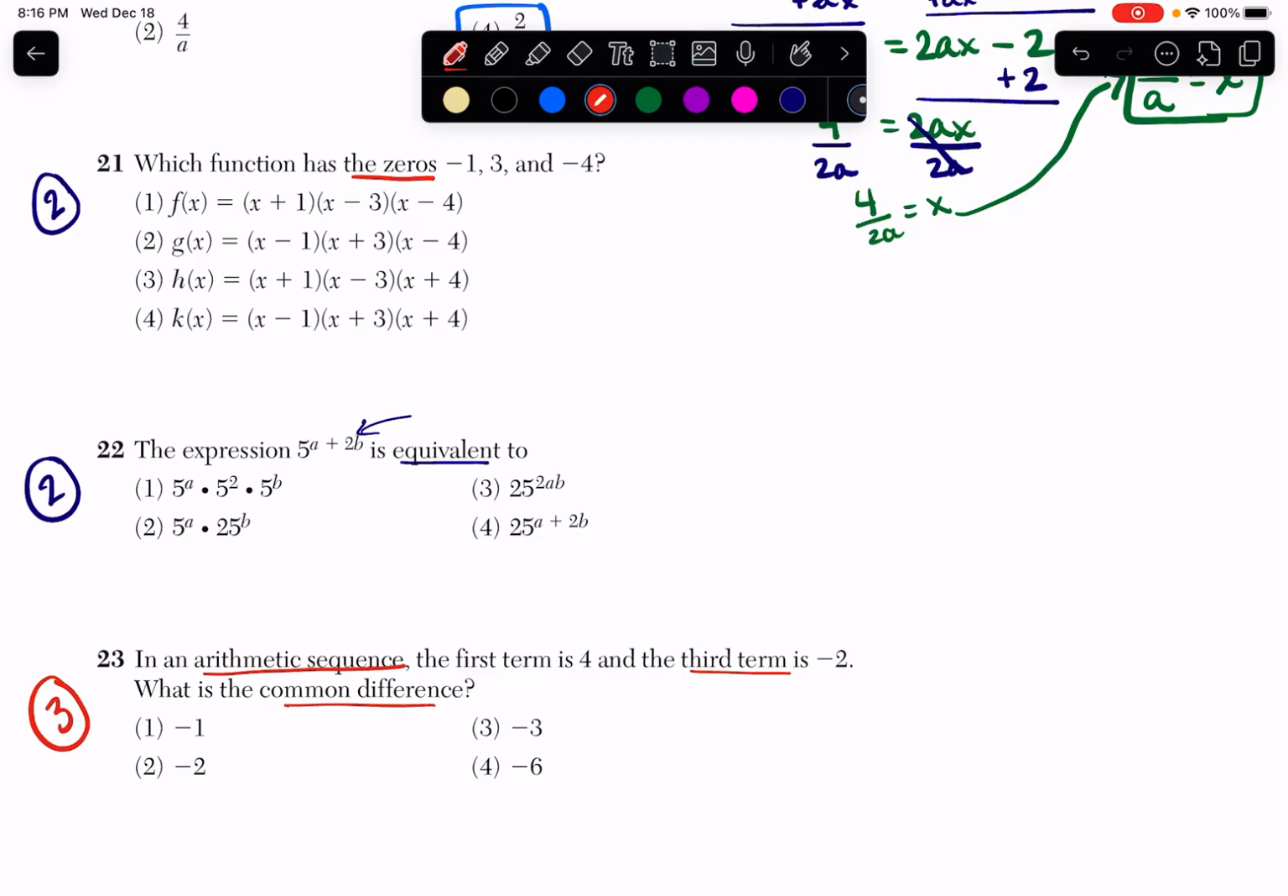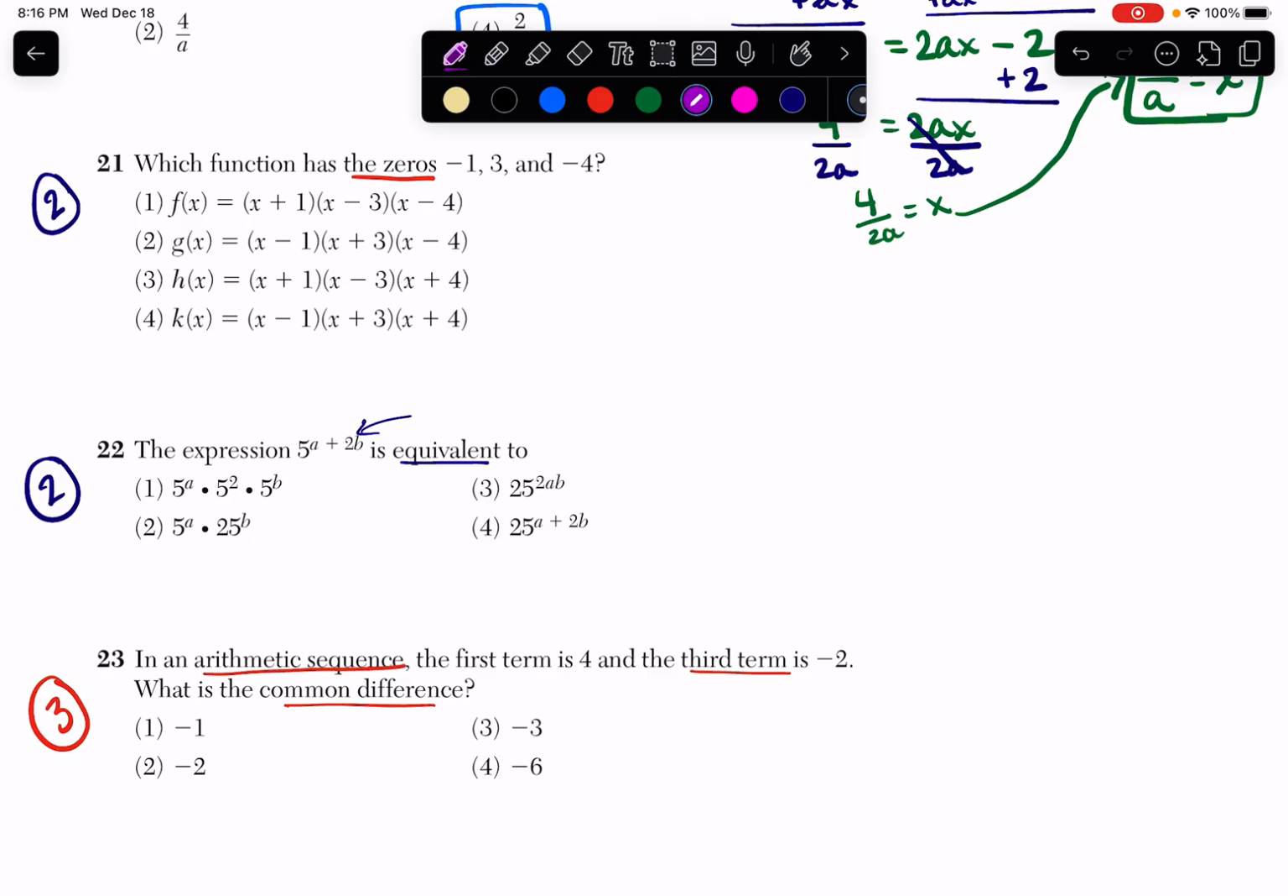So I'm going to encourage you, just plug the answers into your table one at a time. Look at them. See if you can figure out which one you think has the zeros, -1, 3, and -4. And then after you've done that, unpause.